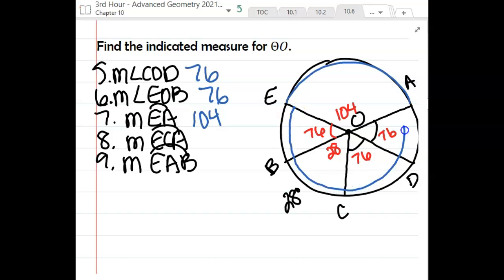Now this one is saying I want ECA. See how we throw that extra letter in there. So still going from E to A, but going the opposite direction. There are 2 ways you can find the measure of arc ECA. What's one of them? 360 minus 104, or add all those together. Either way, you should get 256. And then lastly, the measure of arc EAB. Same idea, right? You could either add all of those together, or 360 minus 76, and you should get 284.